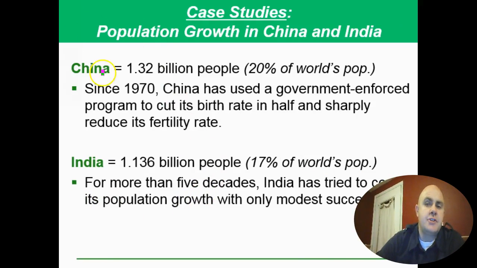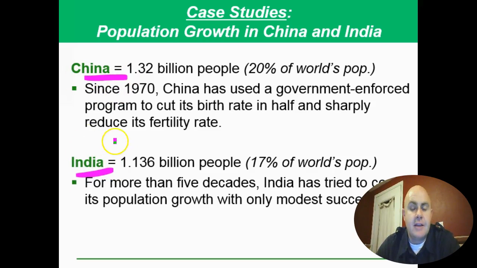If you look at population growth, here are the 2 main countries that get talked about a lot. China and India. They're huge. 1.32, 1.136 billion people. 20% of the whole population of the globe. 1 out of 5 people is Chinese. Working on 1 out of every 5 being Indian.